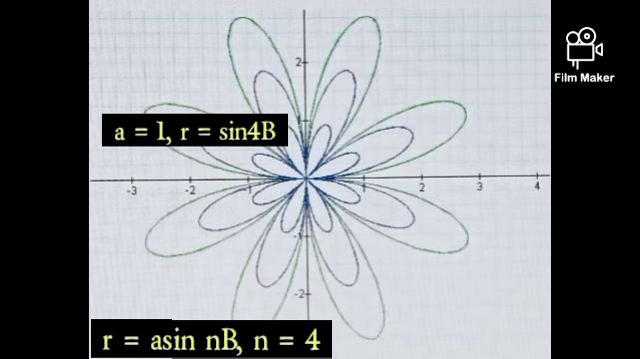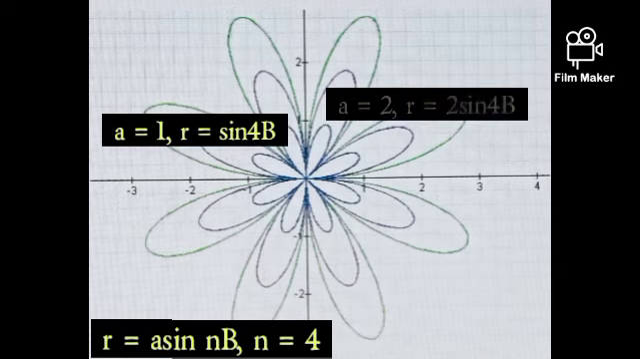And since n is equal to 4, the number of petals in the rose is twice the value of n, which is 4, and that gives us 8. Hence, the graph of the polar equation r = sin 4θ, where a is 1 and n is 4, is a rose with 8 petals.